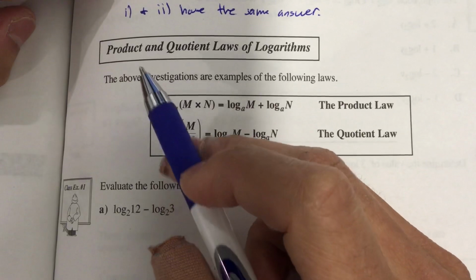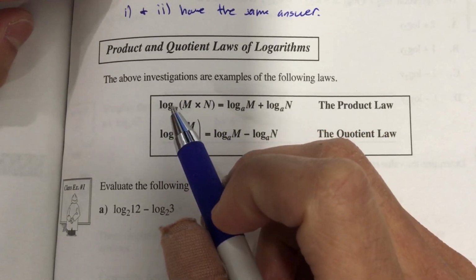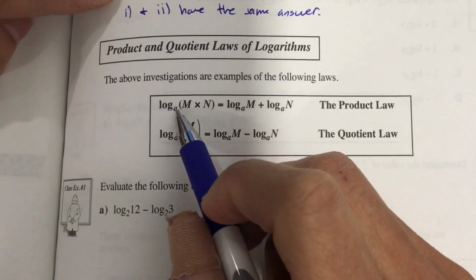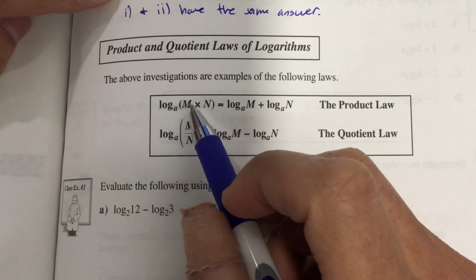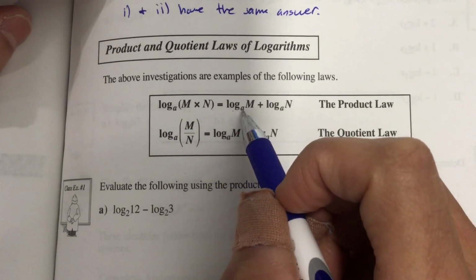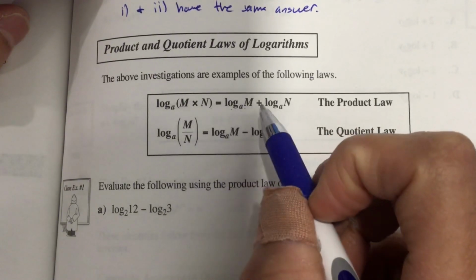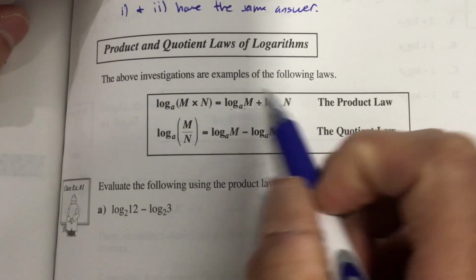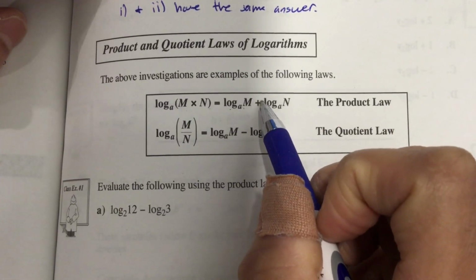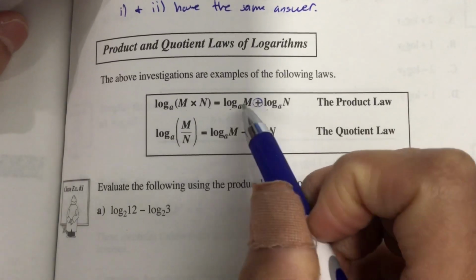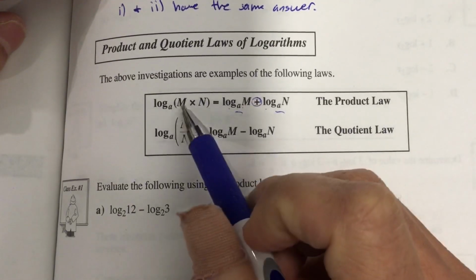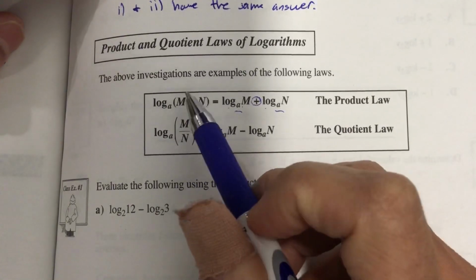Now these laws of logarithms, the product and the quotient laws, can be summarized as follows. If I have log a, where my base is a, of the argument m times n, this is the same thing as log a of m plus log a of n. This is known as the product law. Another thing you need to notice is if you are adding two logs together and they have the same base, then we would use the product law, and we could simplify it into something like this.